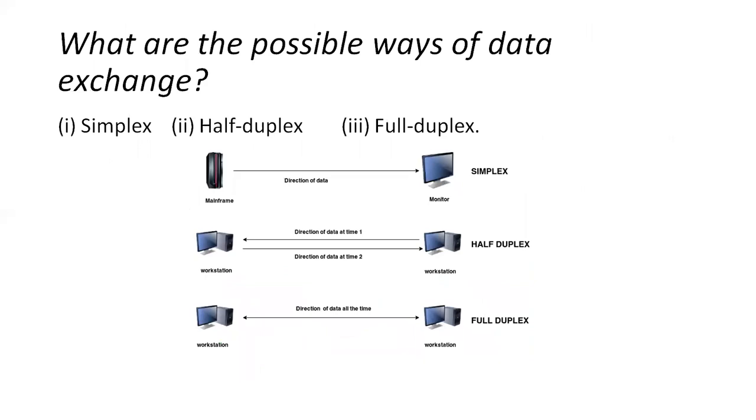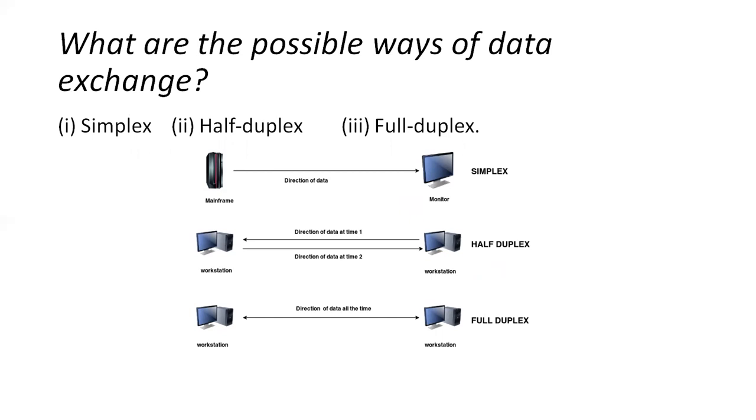What are the possible ways of data exchange? We have three possible ways for data exchange. The first one is the simplex mode. In this, the communication is unidirectional. A device can only send data but cannot receive it, or it can only receive data but cannot send it. The lowest performance among the three is the simplex mode. Examples are radio, keyboard, and monitor.